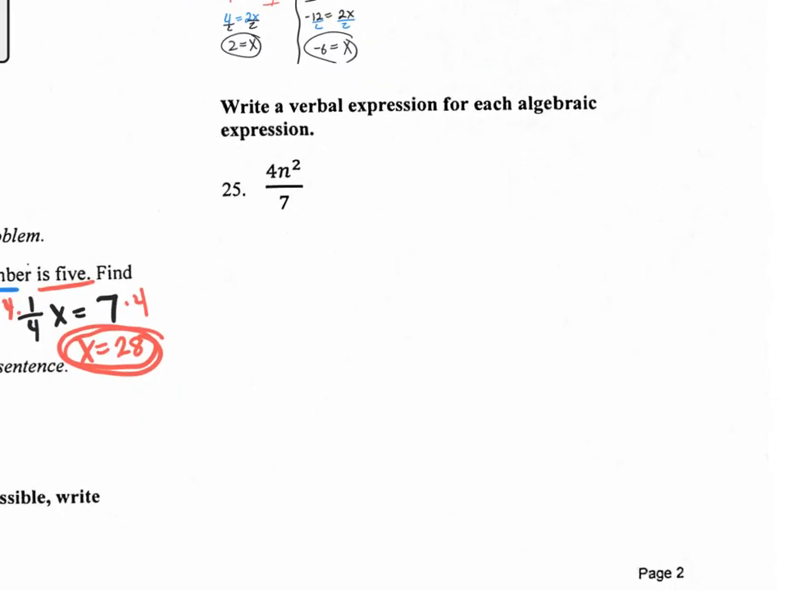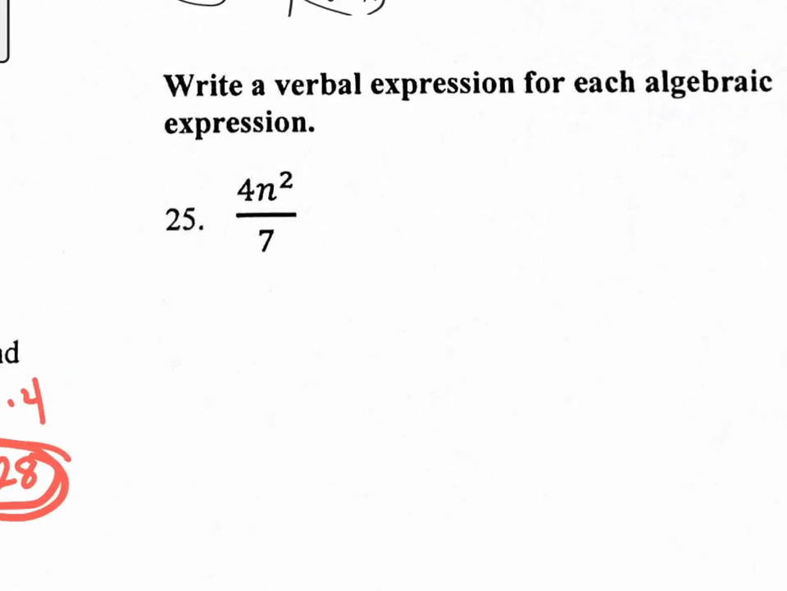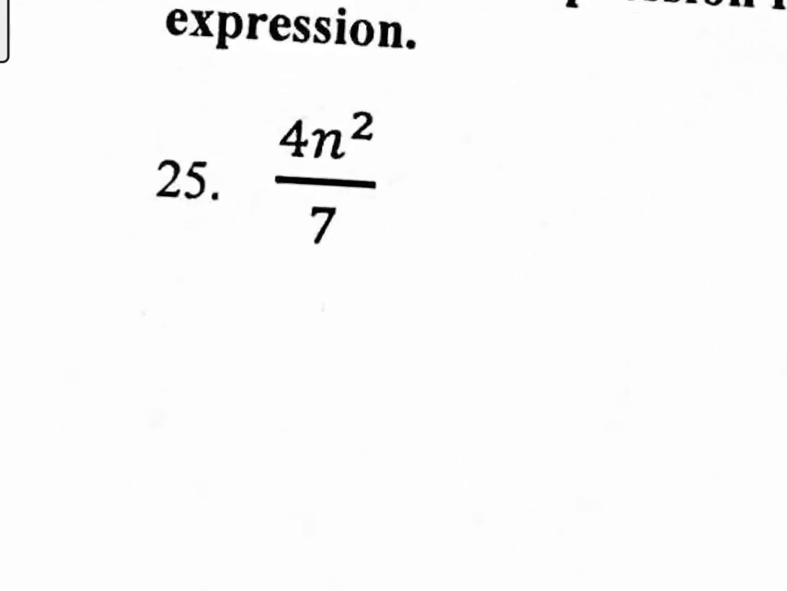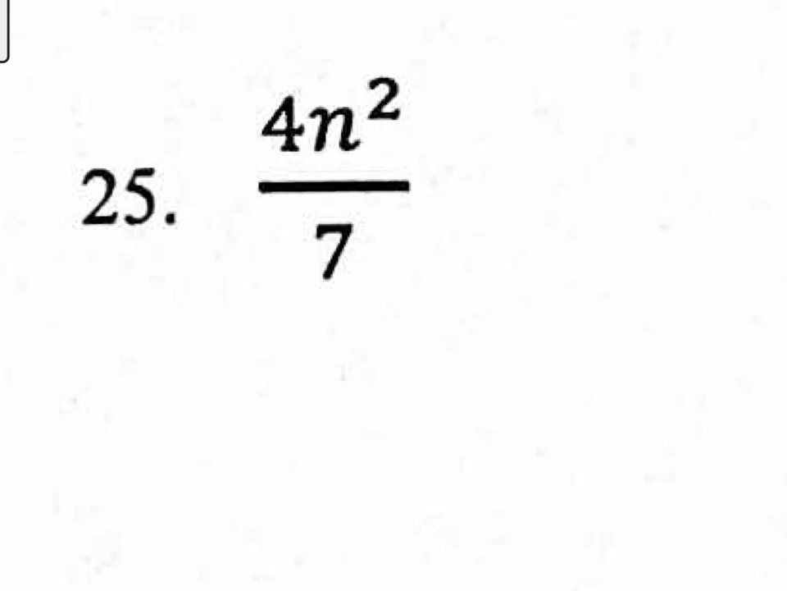Last but not least, the end of it all. Write a verbal expression for each algebraic expression. There's only one. Let's actually write this. And there's many different ways of writing it. So let's begin with anybody. What could I say right here? What is happening between the 4 and the n? 4 times n. There you go. 4, instead of writing the word 4, I'll just write it, times n, but what else do I say in words? Squared.